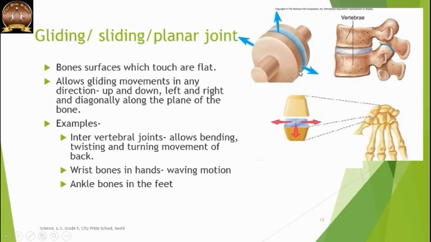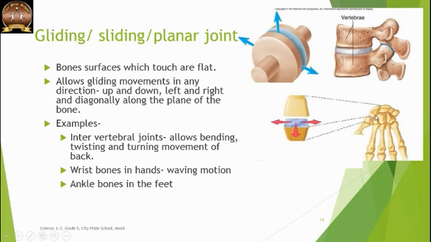Gliding, sliding or planar joints are found where the bone surfaces are flat. This allows a gliding movement in any direction, up and down, left and right, or diagonally, but only along the plane of the bone. This allows a vertebrae to bend, twist or turn because the intervertebral joints are examples of gliding, sliding or planar joints.